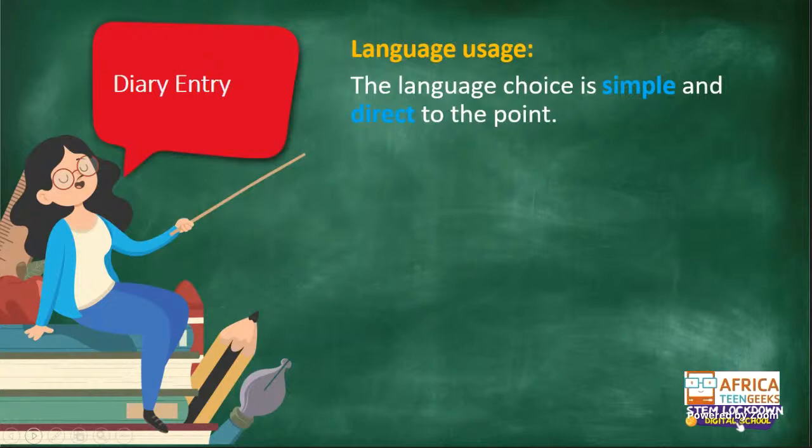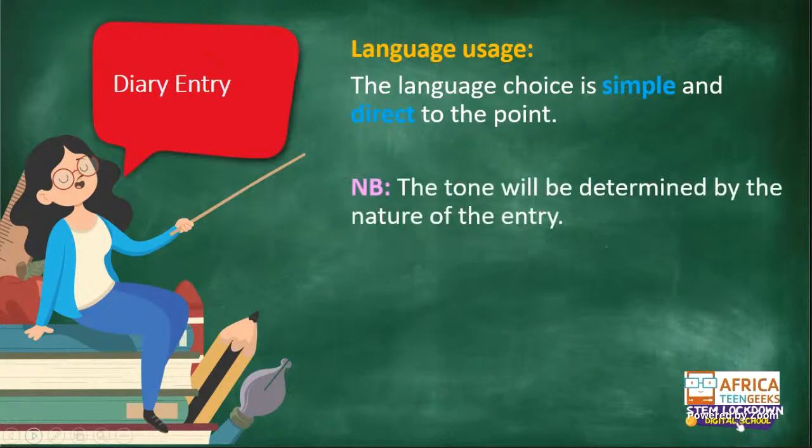Some people express themselves differently, right? So you would want to express yourself in the form of a poem or a song. And in that case, you are writing a lyric or a poem. It's not considered a diary entry. The diary entry is when you write I statements capturing certain events that happen in your day, week, or life. The tone will be determined by the nature of the entry.